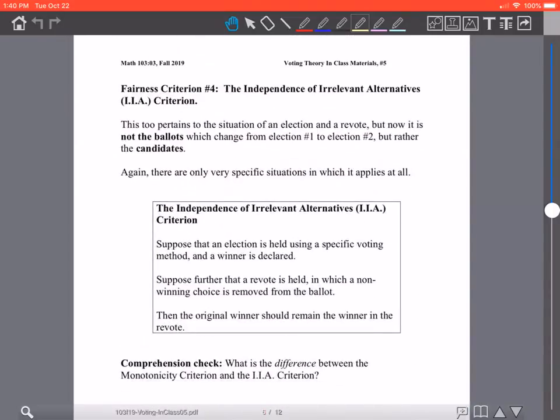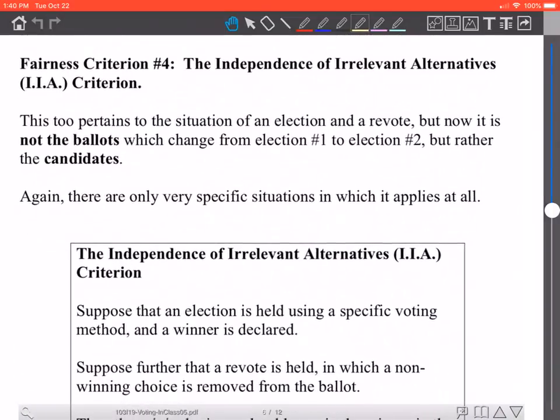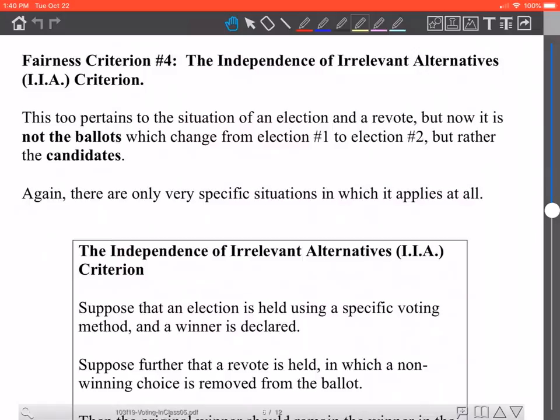Okay, the same is going to be true for our last fairness criterion. Our last fairness criterion is the IIA, for short, because it's a mouthful, the independence of irrelevant alternatives criterion. And so from the title, irrelevant alternatives would be candidates in an election that don't really have a chance to win in the first place, and therefore if they are removed from the election in a revote, either because they drop out or because they get disqualified, it shouldn't make a difference to the results of the revote.